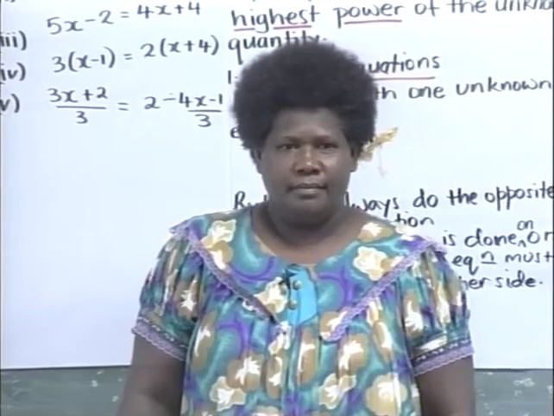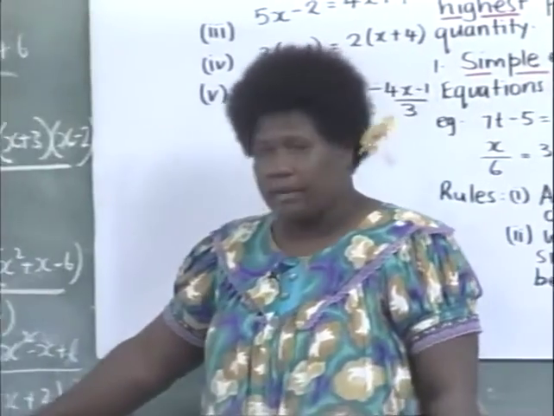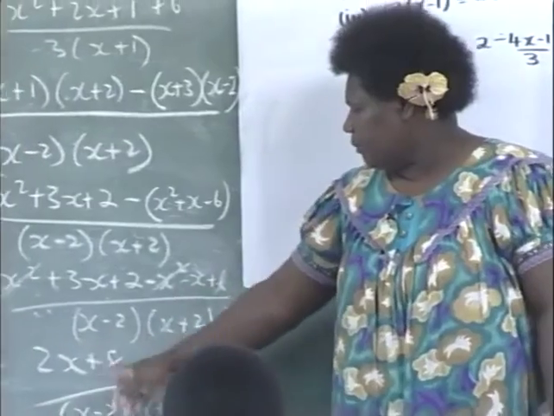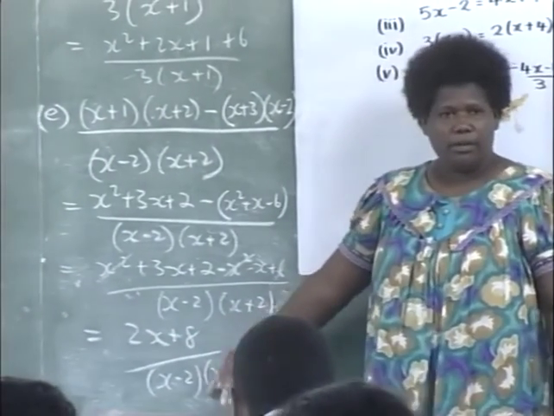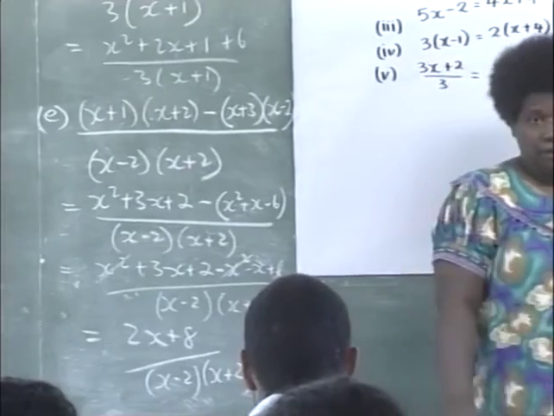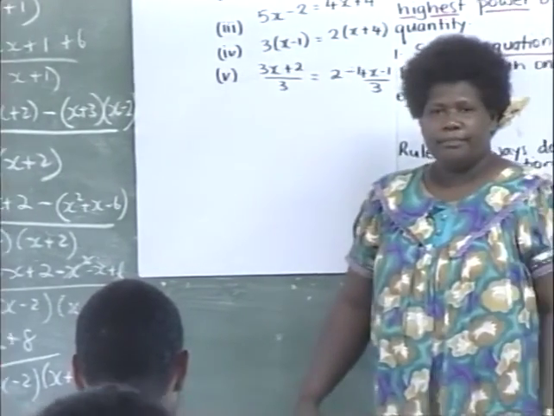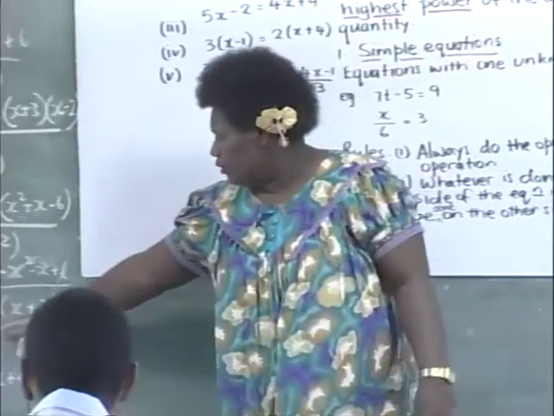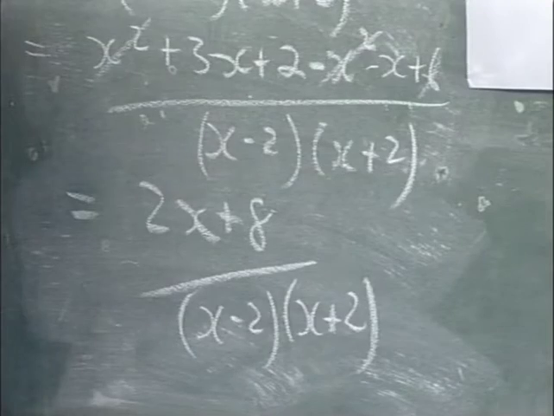Can you factorize 2x plus 8? Yes, you can. You're going to have 2 outside the brackets and x plus 4. But you won't be able to cancel with any of this. You can factorize, but then you won't be able to cancel. You can leave it, or you can also have it as 2 times x plus 4 over x minus 2 times x plus 2. That's okay.